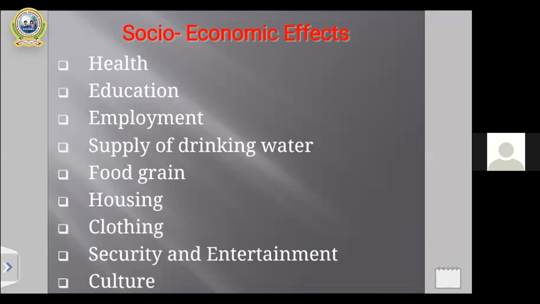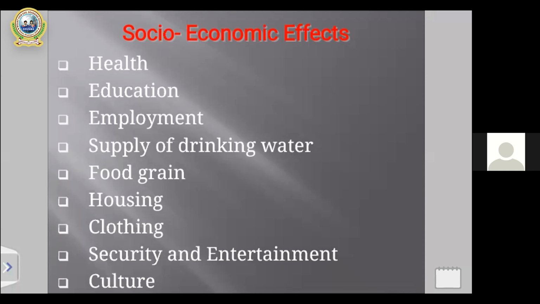Even so, because of population growth rate, as I told you before about these side effects, different problems arise due to the rapid population growth rate. So because of rapid population growth, people cannot get sufficient food grains in their daily life.